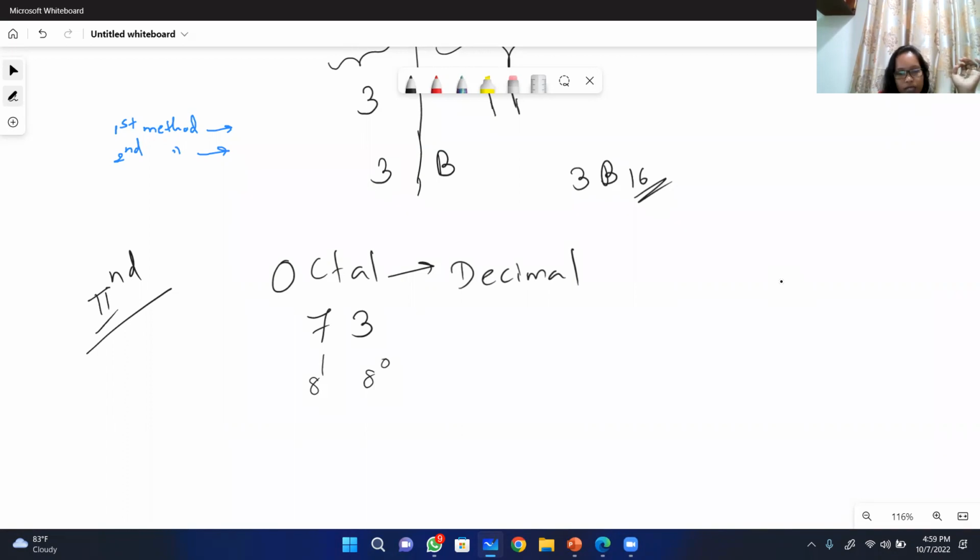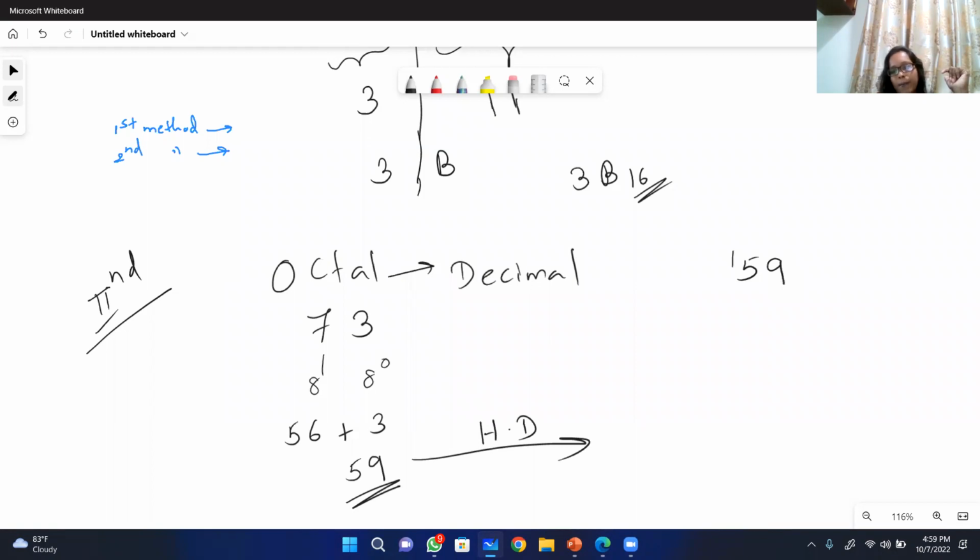Right, 8 to the power 0 is 1, 1 into 3 is 3, and here 8 to the power 1 is 8, 8 into 7 is 56, that is totally 59. Now this is in decimal. That decimal value we have to convert into hexadecimal. How to convert a decimal value into hexadecimal? This is in decimal. How to convert into hexadecimal?